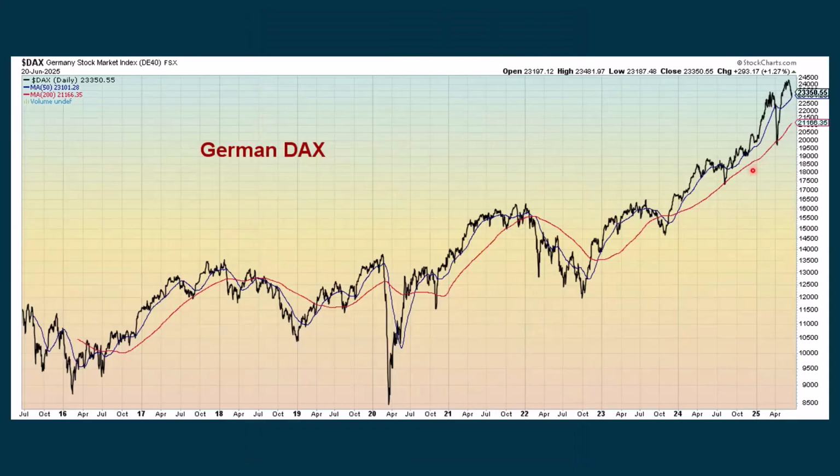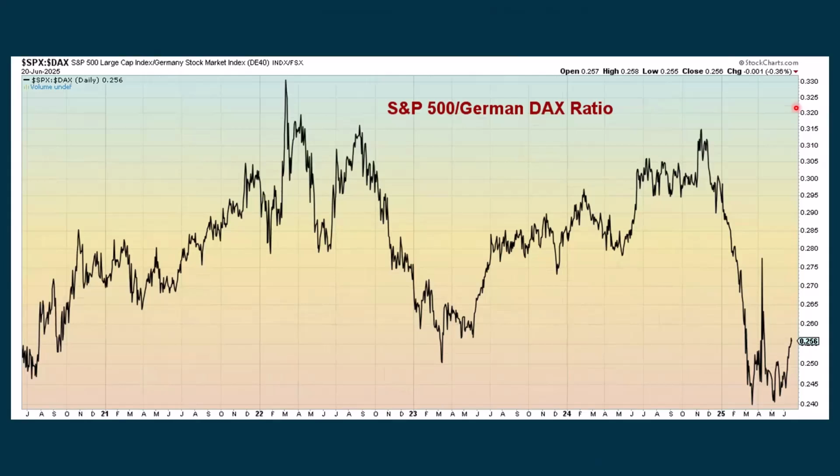Here's the German DAX, which is still doing quite well. It's still in an uptrend, but it has retreated down to its 50-day moving average. Then we do a ratio of the S&P 500 to the German DAX, and this is actually starting to go back up, meaning lately the S&P 500 has been outperforming. But if you go back to the beginning of 2025, this is when we saw this ratio really coming down as German stocks were outperforming US stocks.